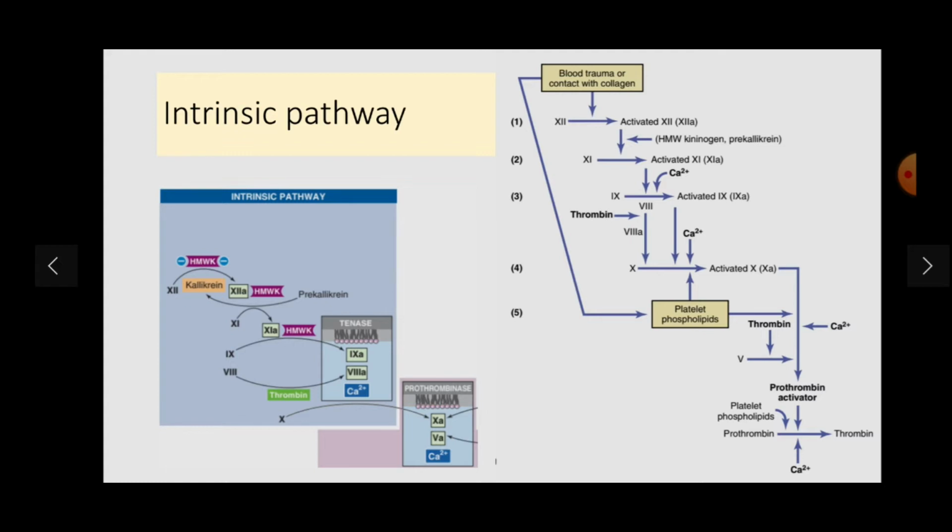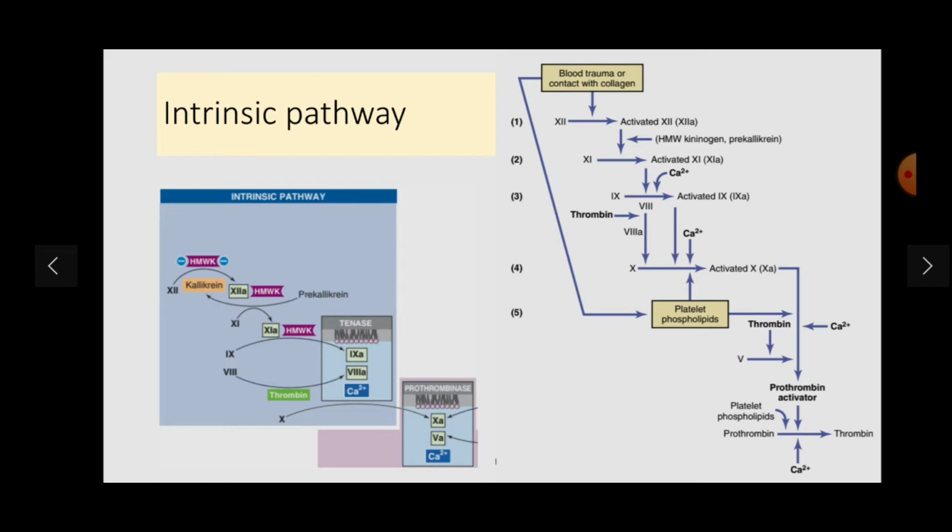Whenever blood is exposed to wettable surfaces such as glass, it leads to activation of the glass factor or the contact factor, that is factor 12. Factor 12 is converted into activated factor 12 in the presence of high molecular weight kininogen. Factor 12 converts factor 11 to activated factor 11. Factor 11 converts factor 9 to activated factor 9. So the sequence is: factor 12 activates factor 11, and factor 11 activates factor 9.